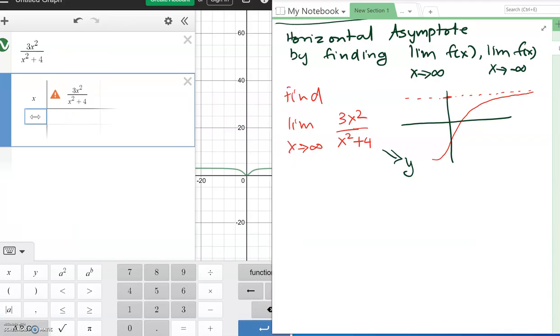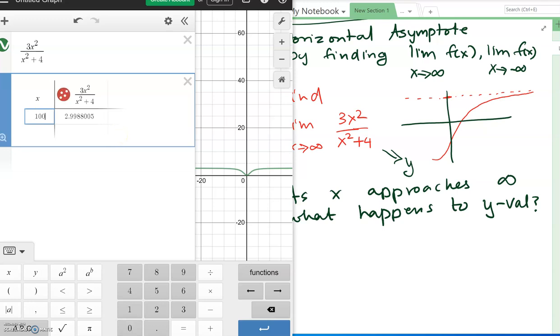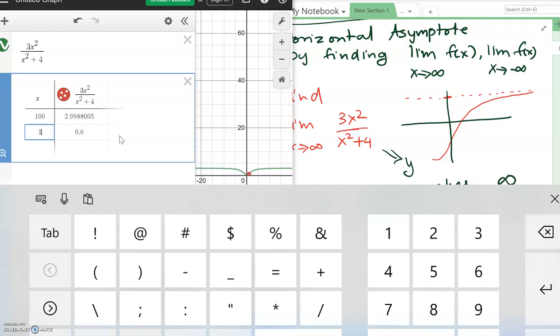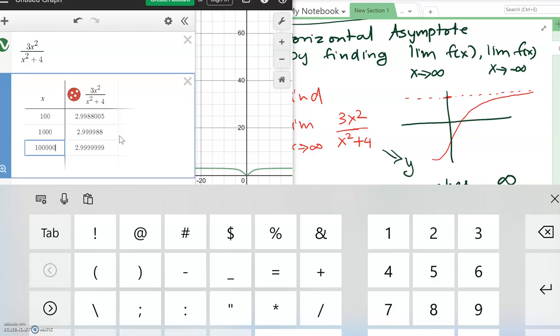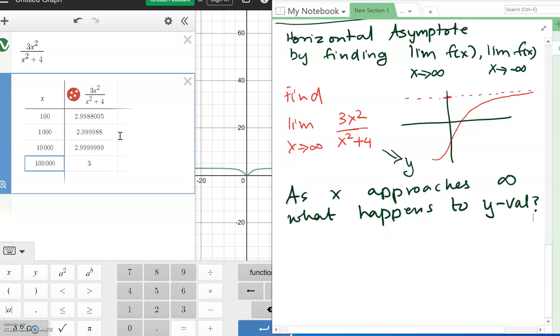So we're going to make x go towards infinity, which means x is very, very large. So as x approaches infinity, what happens to the y value? That is the limit. We're going to choose x very, very large, maybe starting with 100, and 1000, and 10,000, and then one more number. We can see that it is already rounded to 3. So the y value goes towards 3. The y value approaches 3.